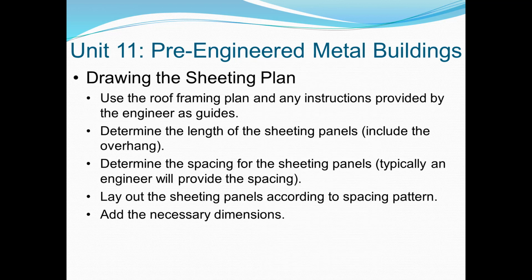So to draw the sheeting plan, use the roof framing plan and any instructions provided by the engineer's guides. Determine the length of the sheeting panels, include the overhang. Determine the spacing for the sheeting panels. Typically, an engineer will provide the spacing. Lay out the sheeting panels according to the spacing pattern. Add the necessary dimensions from that point.